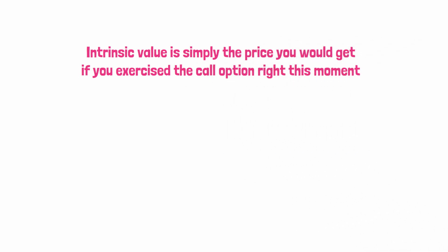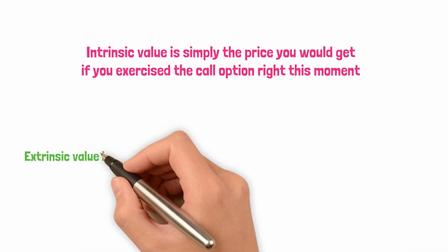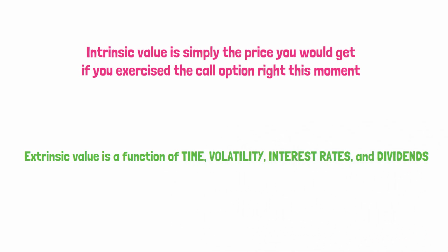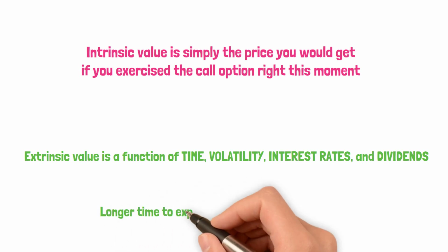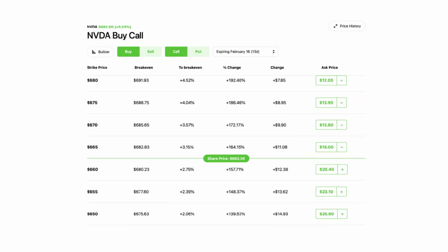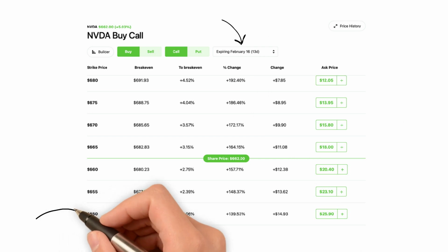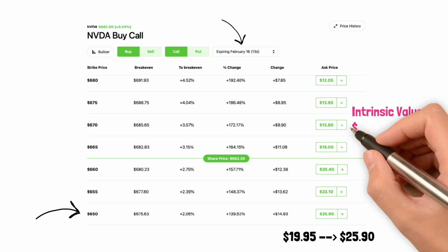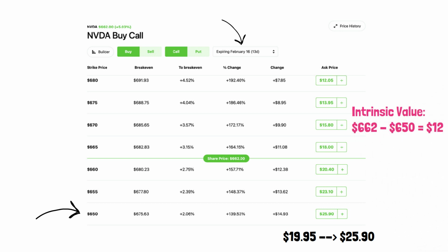The extrinsic value is a little more abstract, and it is a function of 4 different variables: the time, volatility, interest rates, and dividends. The longer the time to expiration, the higher the extrinsic value. This can be shown here by looking at the February 16th expiration date for the same $650 strike price call option contract. The option premium is now $25.90. The intrinsic value is still $12, but now the extrinsic value, the amount left over, is $13.90.